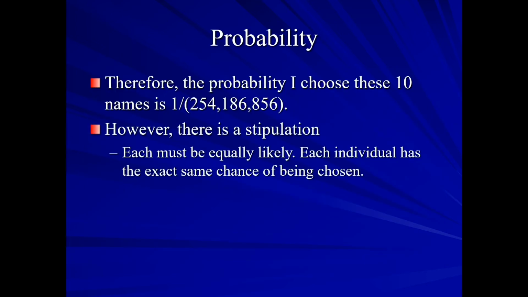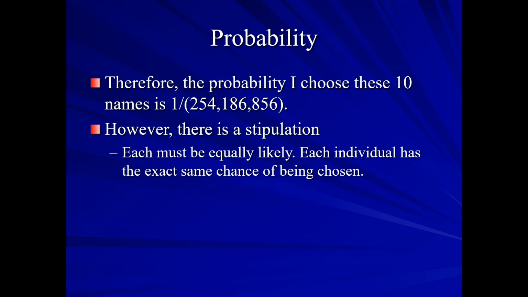And if we now return back to our relative frequency, how many ways can I choose that one group of 10? Well, there's only one way. There's only one way that group of 10 exists. And so the probability I choose these 10 names is 1 out of 254,186,856.